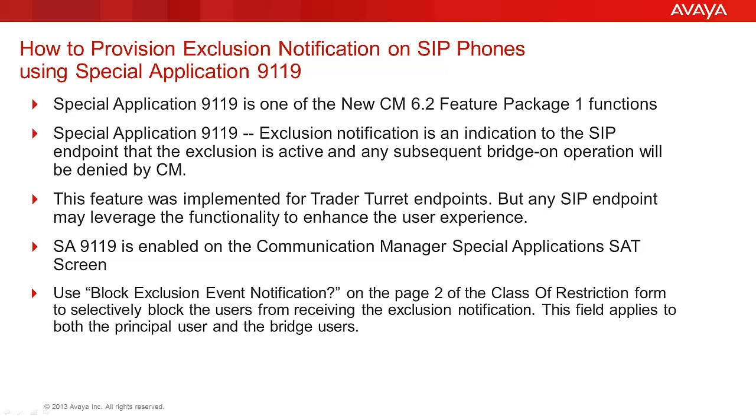We'll be looking at implementing the special application SA9119 and provisioning it to a particular turret device where it is needed. We will use a special application and the class of restriction, also known as COR's SAT screens, to set up the functionality. Application of the COR to the endpoints will not be covered here, of course. SA9119 can also be applied to other SIP endpoints that have similar configurations to the turret method described above. So let's go to the SAT to perform the work of enabling the special application 9119.